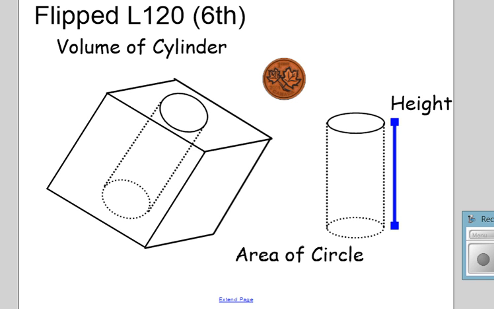Welcome to Flip Lesson 120 for the 6th grade, their final lesson in the 6th grade book. Today we're looking at the volume of a cylinder.